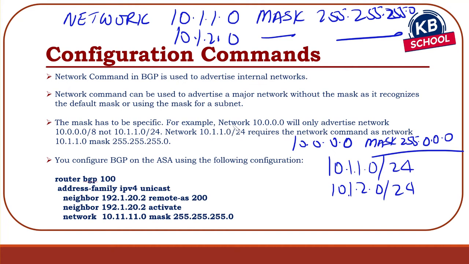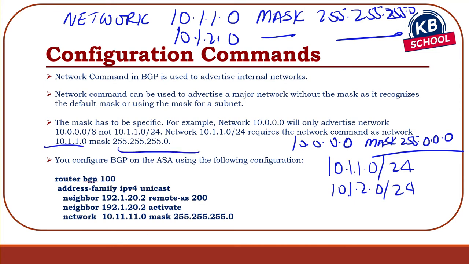So again, let me reiterate that. For example, network 10 will only advertise a network 10.0.0.0/8. I don't have 10.0.0.0/8 specifically. I have 10.1.1.0/24, and that would require this particular network statement to advertise it.